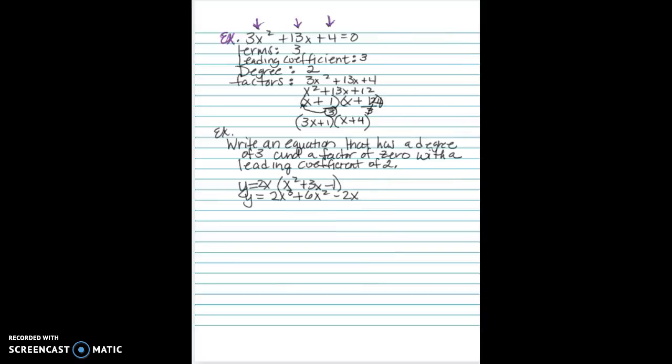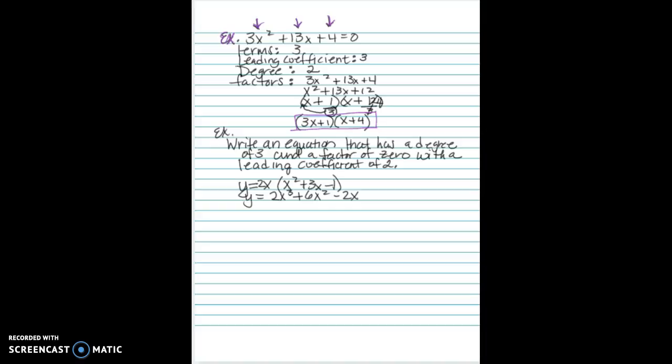For our next example, we have 3x squared plus 13x plus 4 equals 0. We have 3 terms. The leading coefficient is 3. The degree is 2. And the factors are, by slide and divide, 3x plus 1 and x plus 4, using slide and divide.